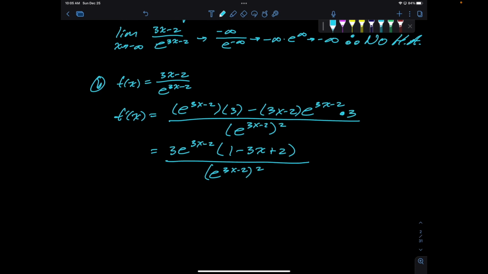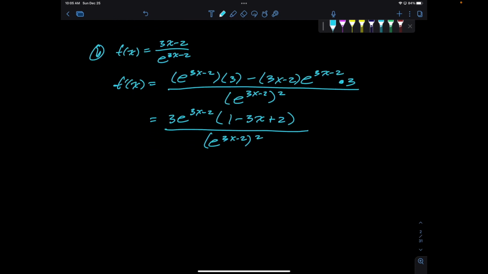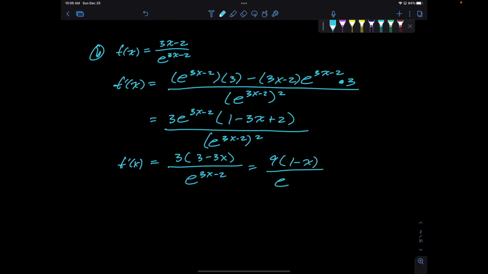squared. So we can cancel an e to the 3x minus 2 and get, if we combine this, f prime of x is going to be 3. I mean, it's 3, and I'll just write it like this. 3 minus 3x. So I could take out a 3 and have 9 and then 1 minus x. And then e to the 3x minus 2, because we canceled 1. 9, 1 minus x. You might take out negative 9. I don't like to actually take out a negative because I make more mistakes when I do that.